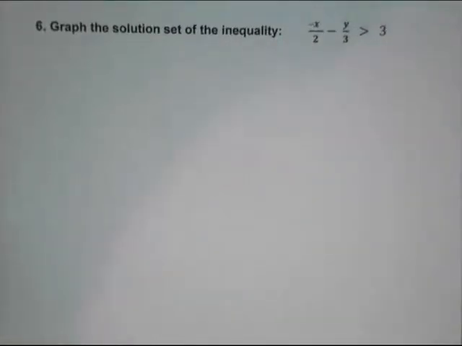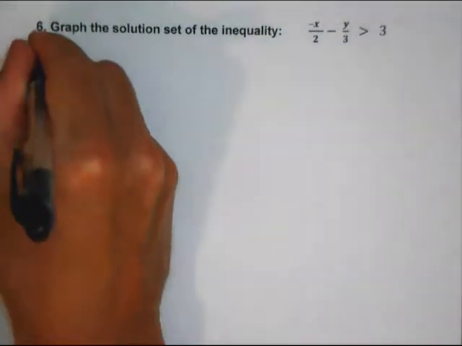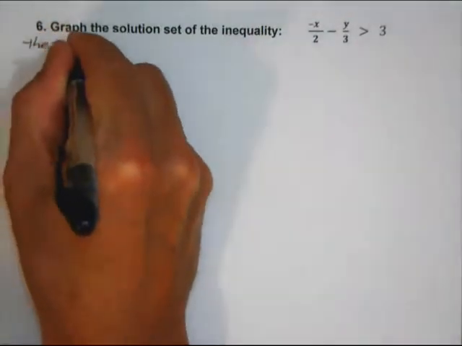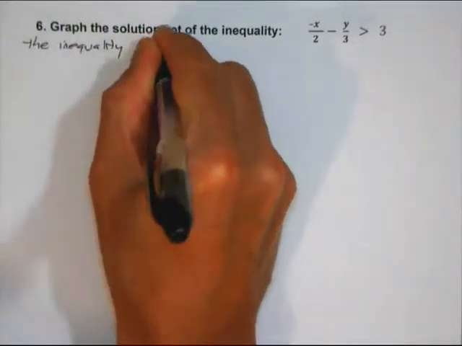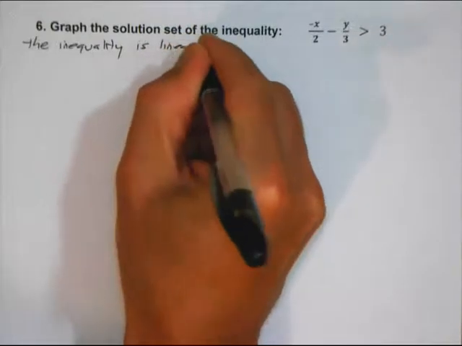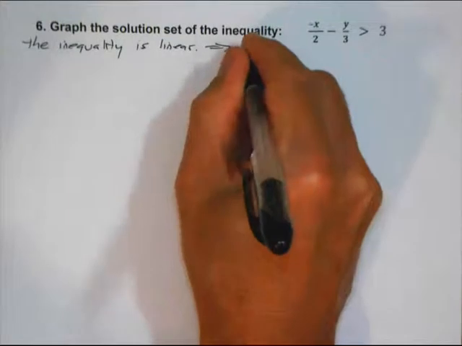Exercise 6. Graph the solution set of the inequality negative x over 2 minus y over 3 greater than 3. Okay. First thing I suppose we notice is that this inequality here is indeed linear. The inequality is linear. Alright, what does that mean? Well, that means we know that the graph will be a half plane.